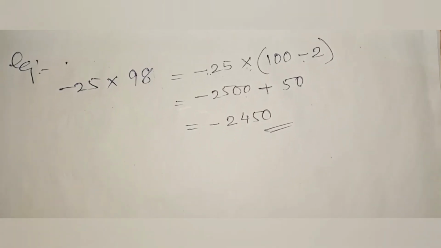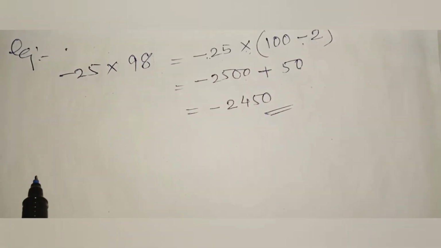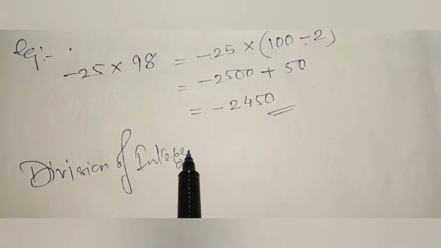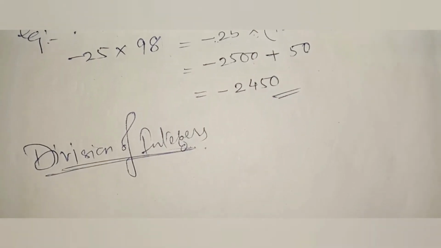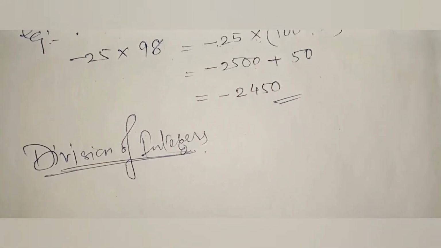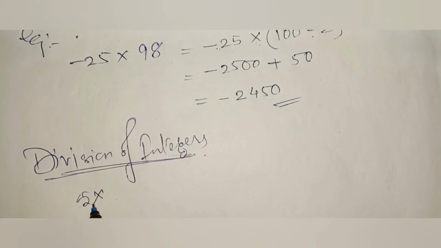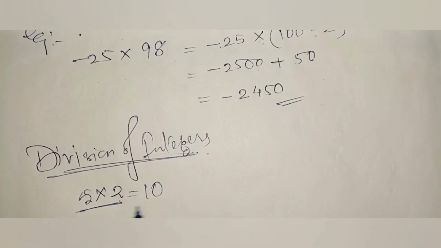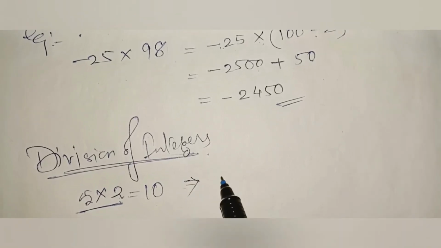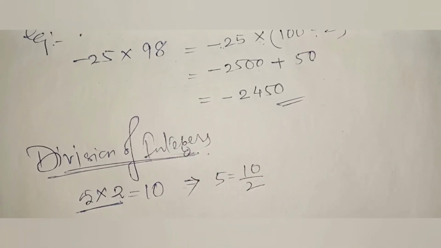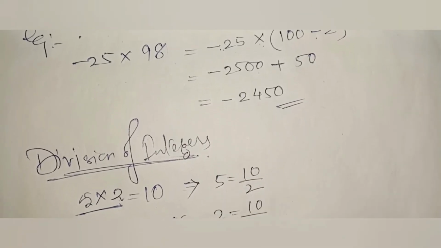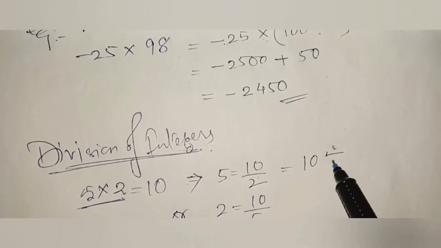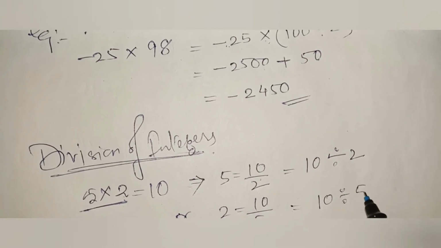And one more, the last topic here, it is division of integers. See, whenever we multiply any two numbers, what do we get? 5 into 2 we get 10, right? So can we write this as 5 equal to 10 by 2, or can we write it like 10 by 2 equal to 5? 10 by 5 means what? This is equal to 10 divided by 2 and this is equal to 10 divided by 5. We can write it like this, right?